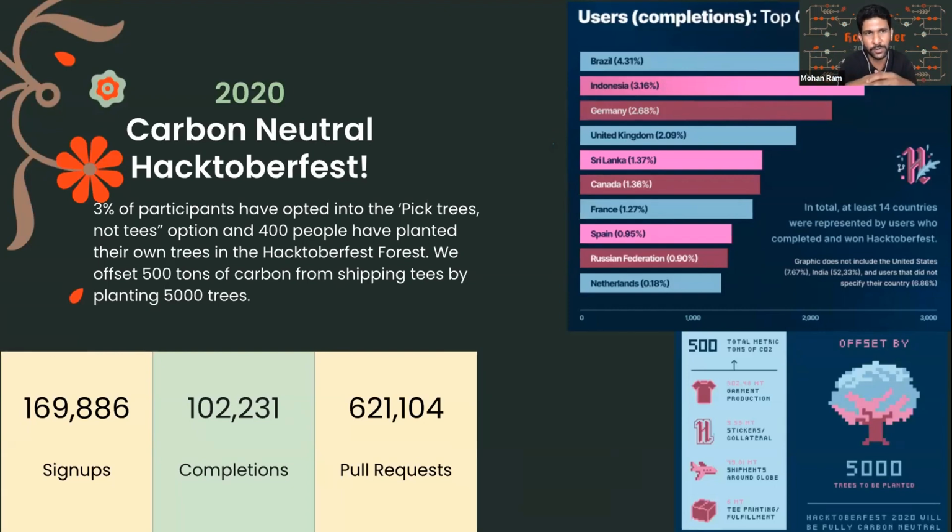And for the first time, we also introduced pick trees, not tees. So participants had the option to choose to plant a tree in the DigitalOcean forest instead of opting to choose a t-shirt for themselves, right? And that was also done so that we can consciously contribute and offset the carbon footprint by planting more trees. And we saw about 169,000 signups and close to 600K plus pull requests last year, right?